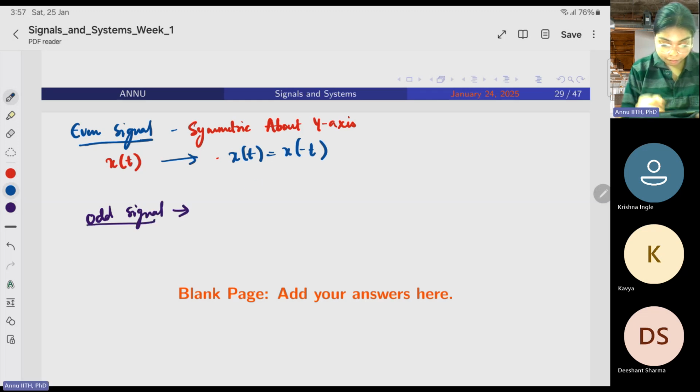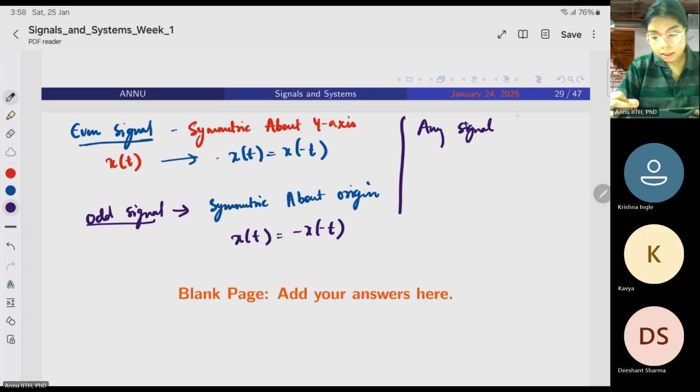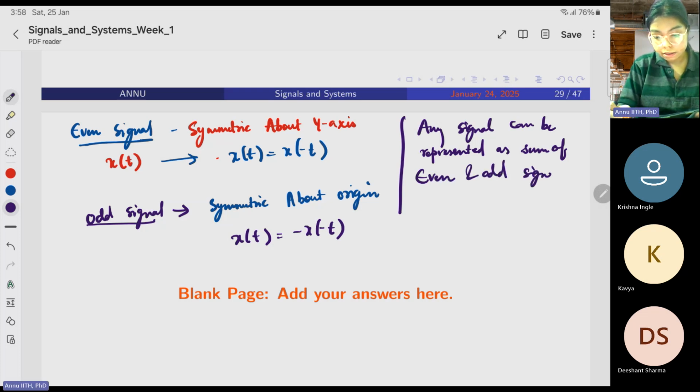And an odd signal has the property of symmetry about the origin. So this has the property x of t is equal to minus of x of minus t. And any signal can be represented as the sum of an even and an odd signal. Okay, this is the way.